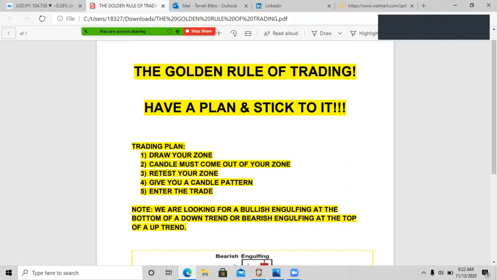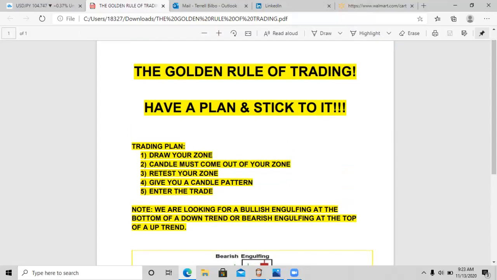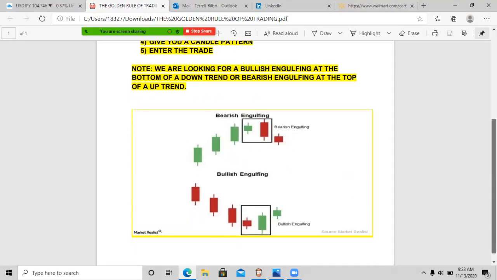Our trading plan consists of to draw our zone, our candle must come out of our zone. Another candle must come back to test our zone, give us a candlestick pattern, and then and only then is when we enter a trade. So what candlestick patterns are we looking for? We're looking for a bullish engulfing at the bottom of a downtrend, and we're looking for a bearish engulfing at the top of an uptrend. And this is what that looks like.